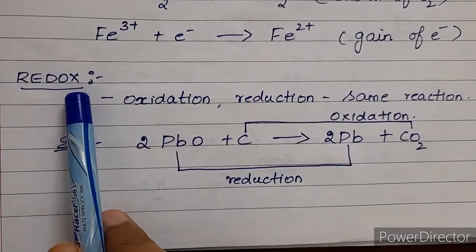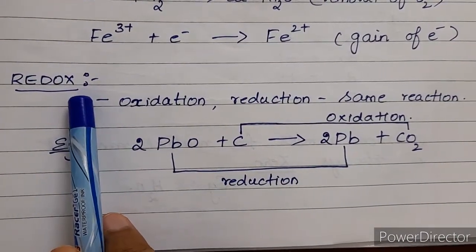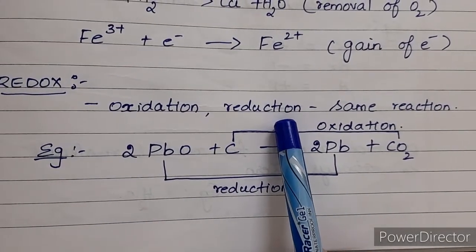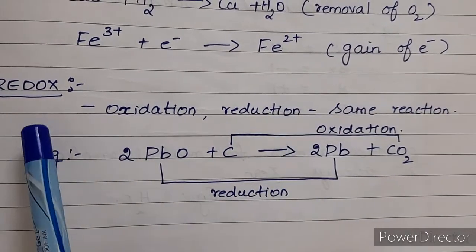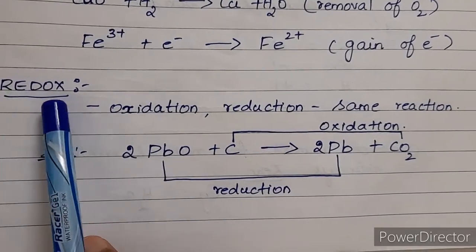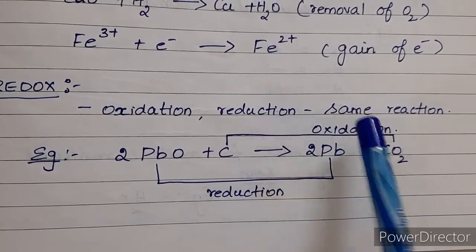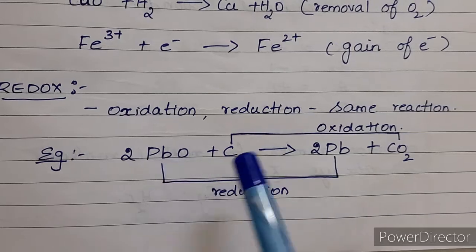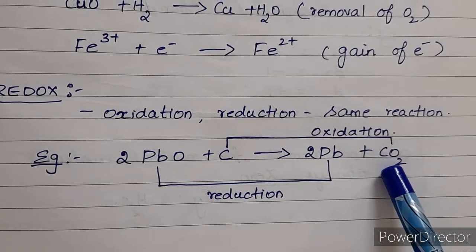Now the redox. Redox means reduction and oxidation. Reduction and oxidation take place simultaneously in the same reaction. That type of reaction is called a redox reaction. RED means reduction, OX means oxidation. So oxidation and reduction take place in the same reaction. Now we'll see an example. Here PbO, that is lead oxide, on treatment with carbon, forms lead, that is Pb, plus carbon dioxide.